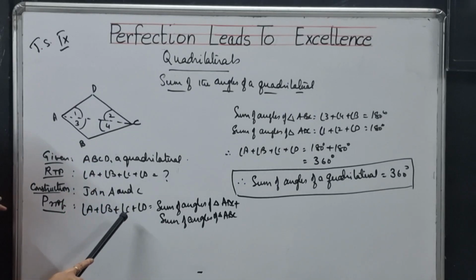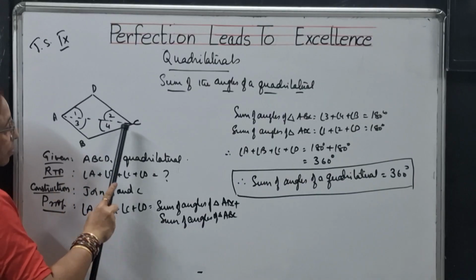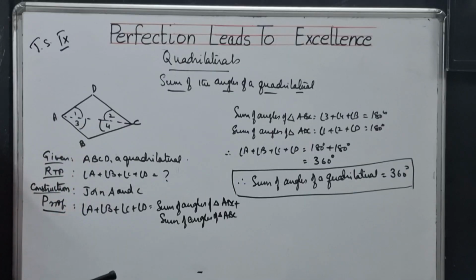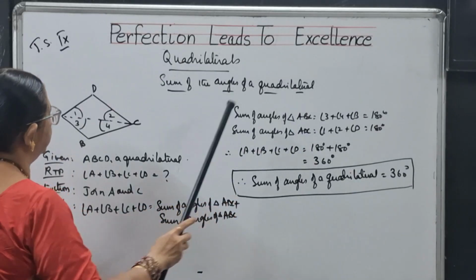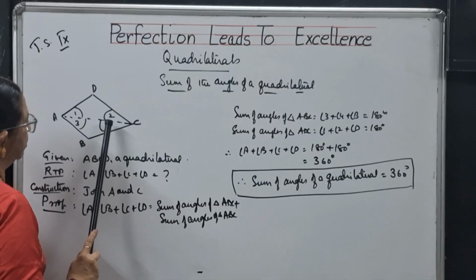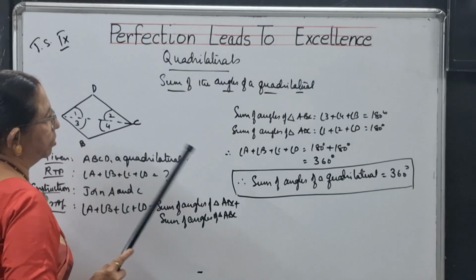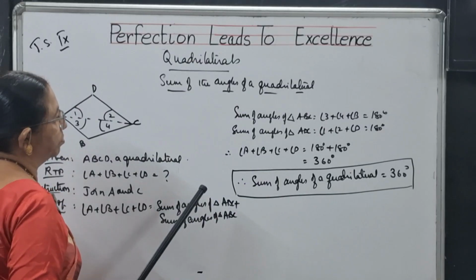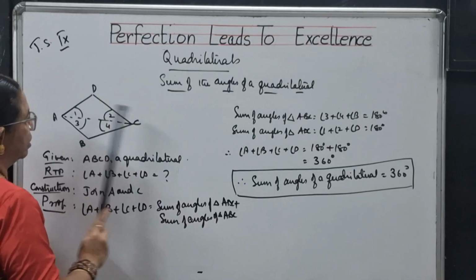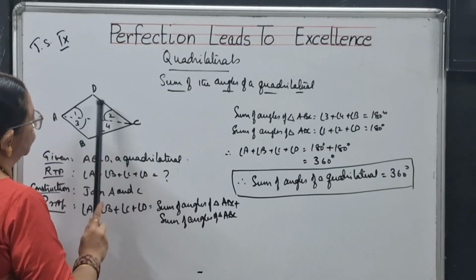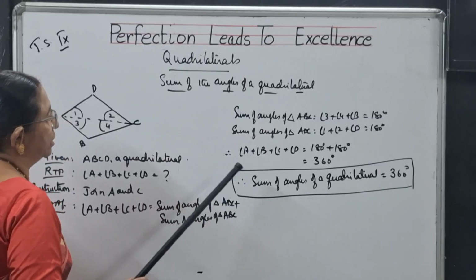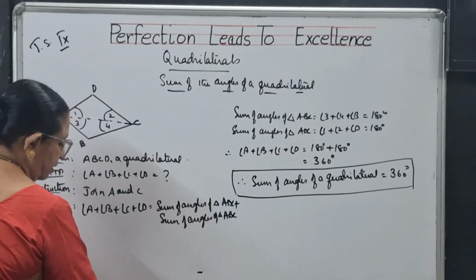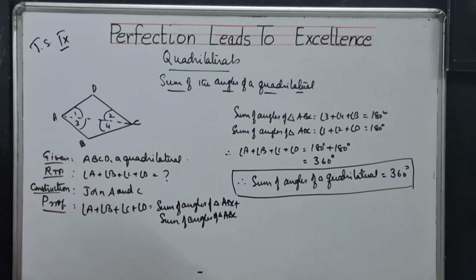So angle A plus angle B plus angle C plus angle D is nothing but the sum of angles of triangle ADC plus the sum of angles of triangle ABC. So what is the sum of angles of triangle ABC? This is ABC: angle 3 plus angle 4 plus angle B. We know that the sum of angles of a triangle is 180 degrees. Already we have proved it in the triangle chapter. Next, the sum of angles of ADC, that is angle 1 plus angle 2 plus angle D, is also 180 degrees. So angle A plus angle B plus angle C plus angle D is 180 plus 180, that is 360 degrees, children. Please note it down.